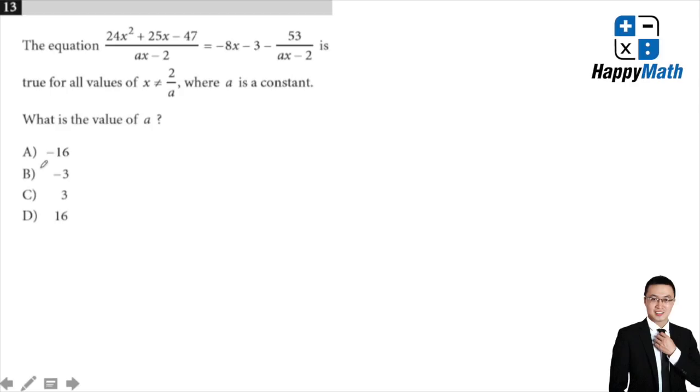The equation here is true for all different x, where A is a constant. What is the value of A? The value of A will be defined if you divide the polynomial by the polynomial. Divide by x minus 2.